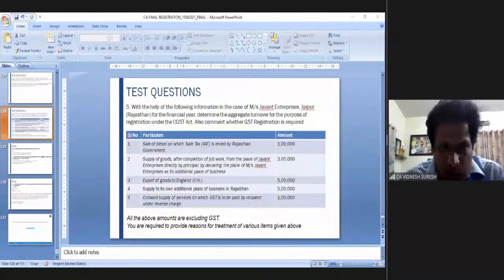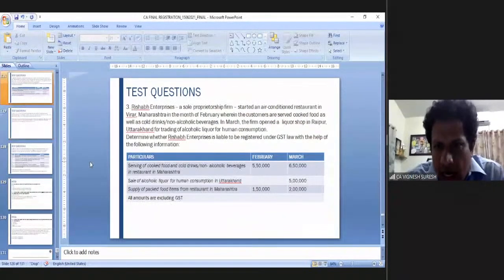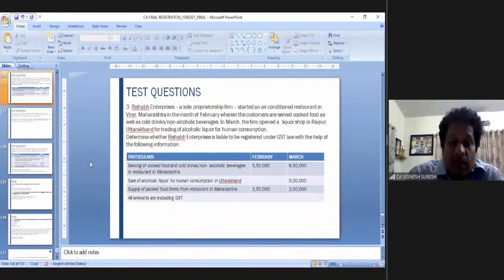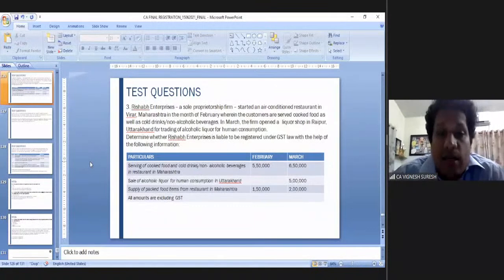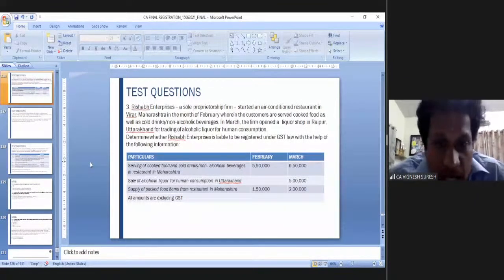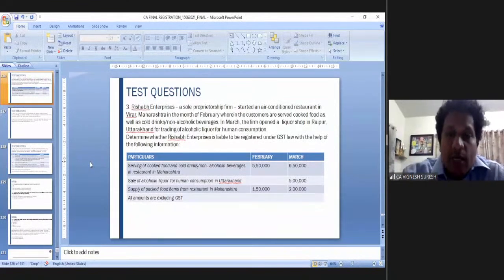Sir, it was for the previous question. What question was that? In case you can opt for the composition scheme. In here, what is happening? He is selling it in Maharashtra, and alcoholic liquor for human consumption in Uttarakhand. So section 10, in the case of Maharashtra, he can opt for the composition scheme. No problem, definitely it can be done. No issue, because Uttarakhand has only alcoholic liquor for human consumption. So therefore, it is not applicable.